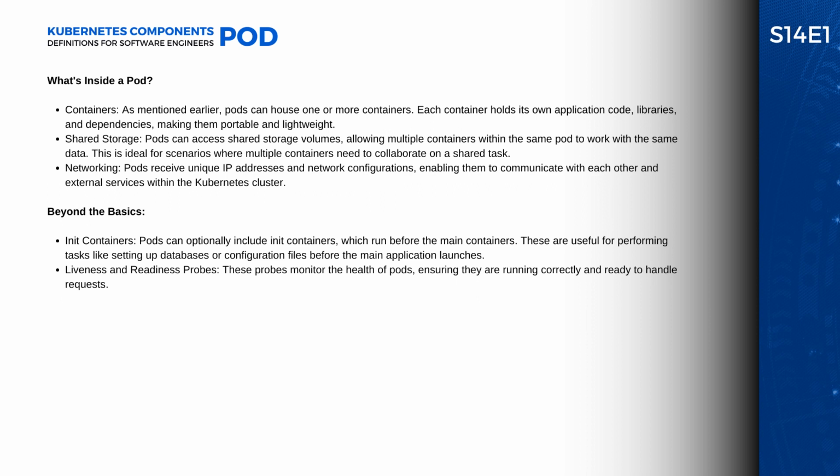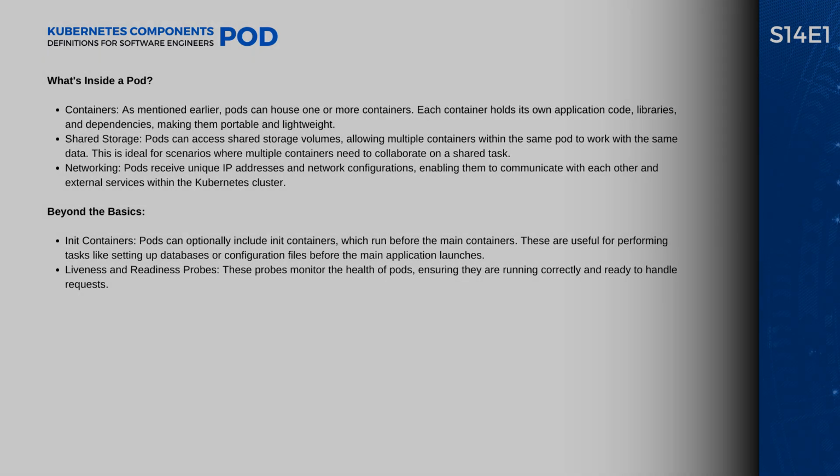3. Networking. Pods receive unique IP addresses and network configurations, enabling them to communicate with each other and external services within the Kubernetes cluster. Beyond the basics. Init containers. Pods can optionally include init containers, which run before the main containers. These are useful for performing tasks like setting up databases or configuration files before the main application launches. Liveness and readiness probes. These probes monitor the health of pods, ensuring they are running correctly and ready to handle requests.